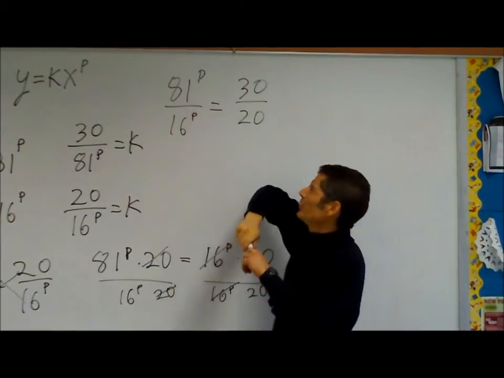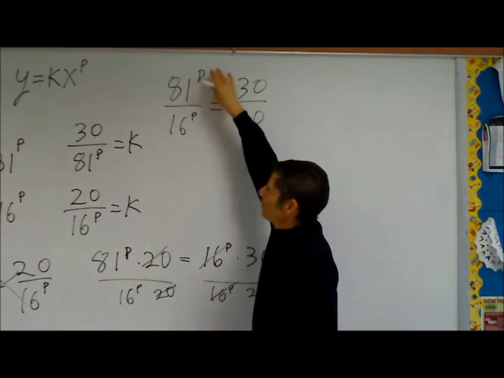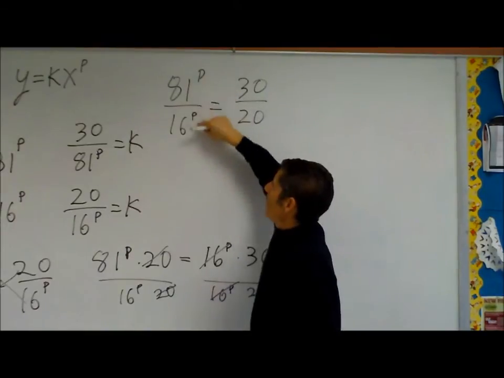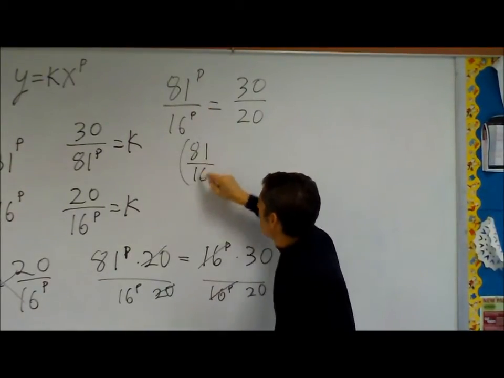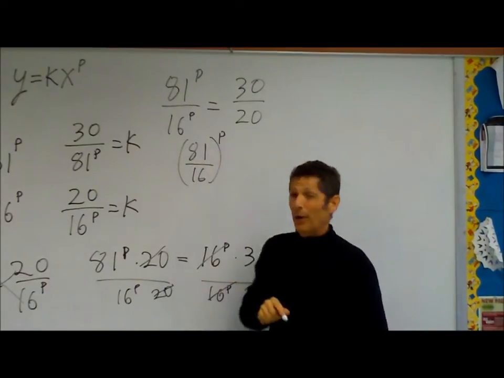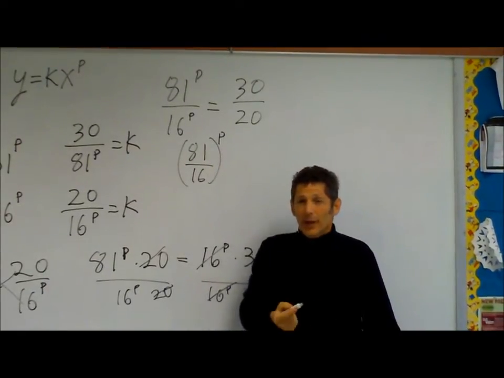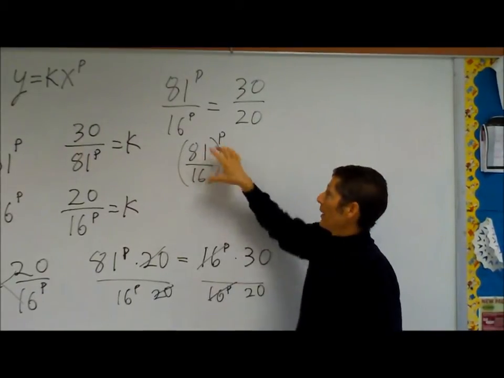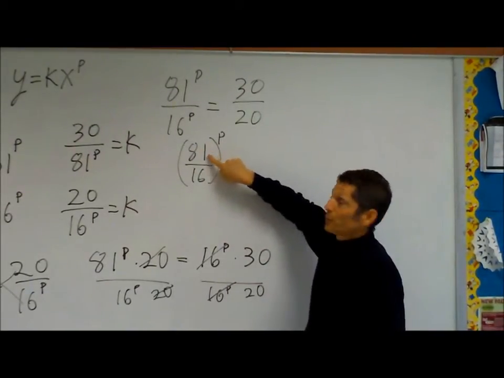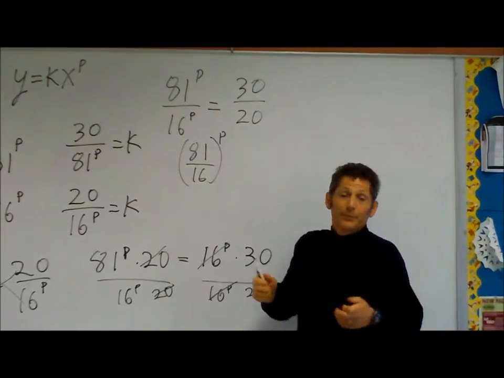This bothers some students. If I have some number to some power and some other number to the same power, I can actually write this as 81 over 16 to that power. Yes, you can. That makes sense. If this was 2, for example, I'm squaring the whole thing, which is the same thing as squaring the top and squaring the bottom. That's all that's going on.